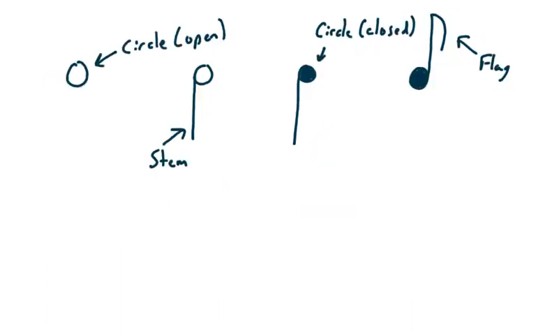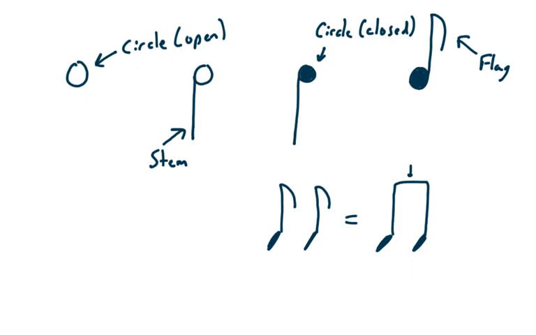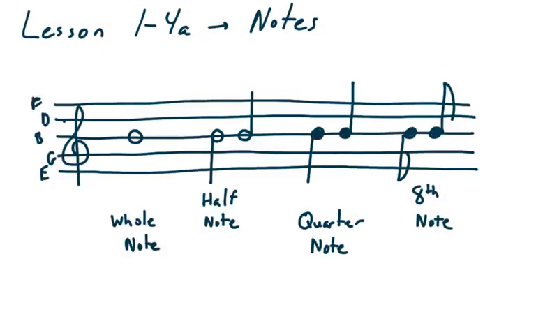Okay, now let's go back to our eighth notes here. If you have 2 eighth notes that look like this, okay, that is the same as 2 eighth notes that look like this. This is called a beam. You beam them. Just like beam me up, Scotty. You beam them. Okay? You just take the flags out and beam them. So, that is that.